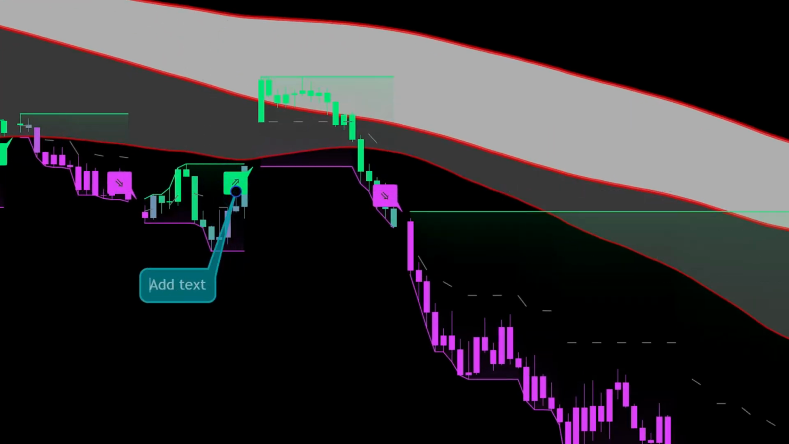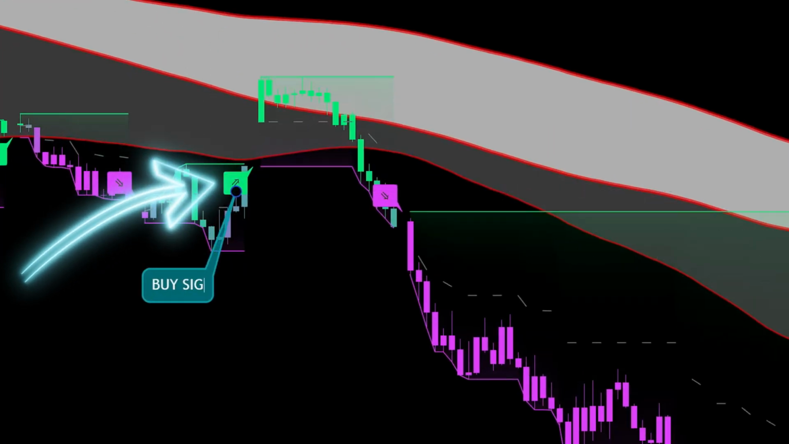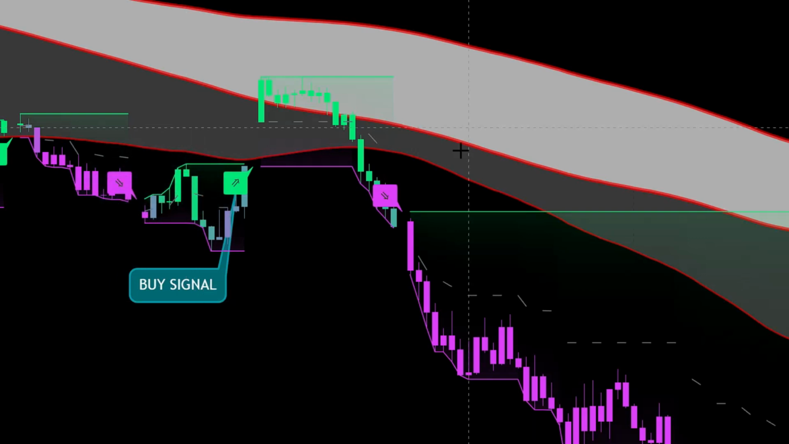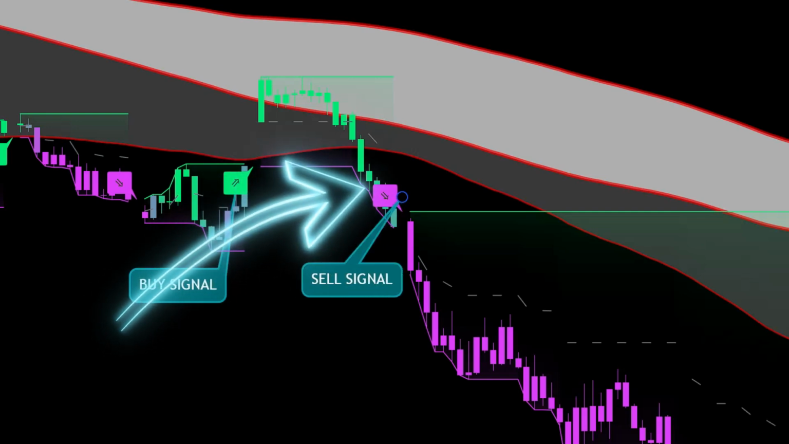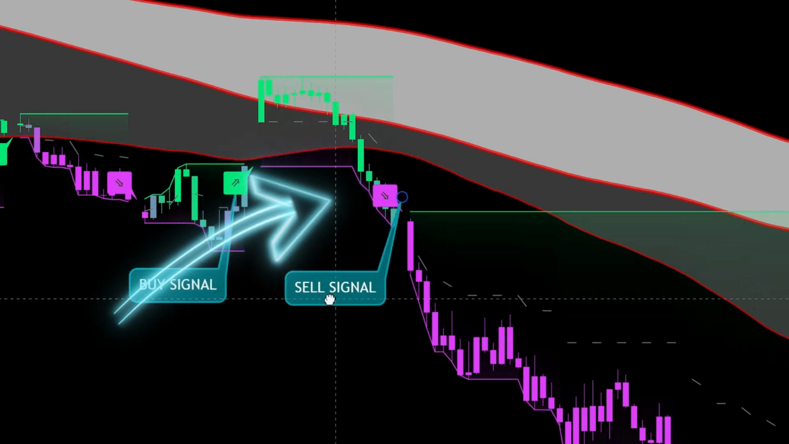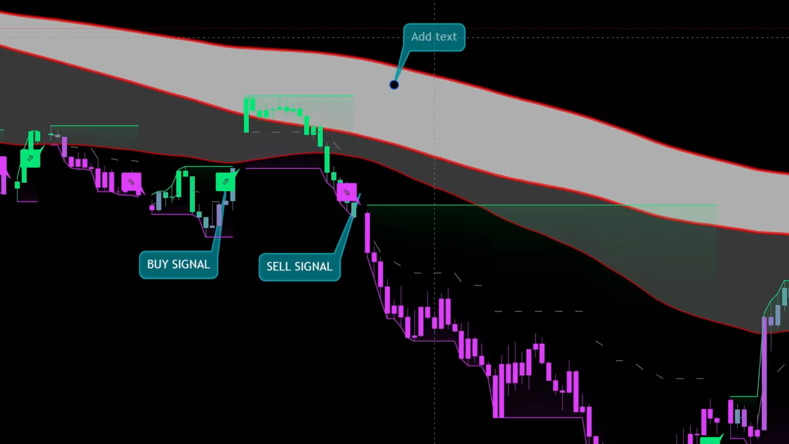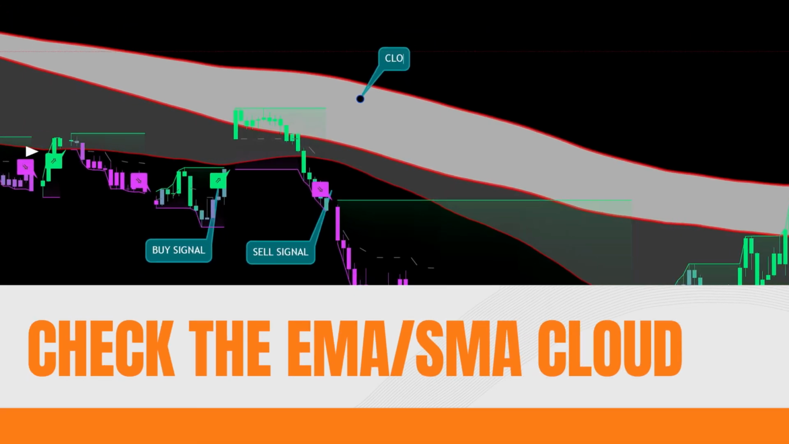With the trend levels indicator, a potential buy signal pops up when the price breaks above the bands. Conversely, a potential sell signal appears when the price breaks below the bands. Seems simple enough, right? But here's the crucial part. We need to check it with our EMA SMA cloud.